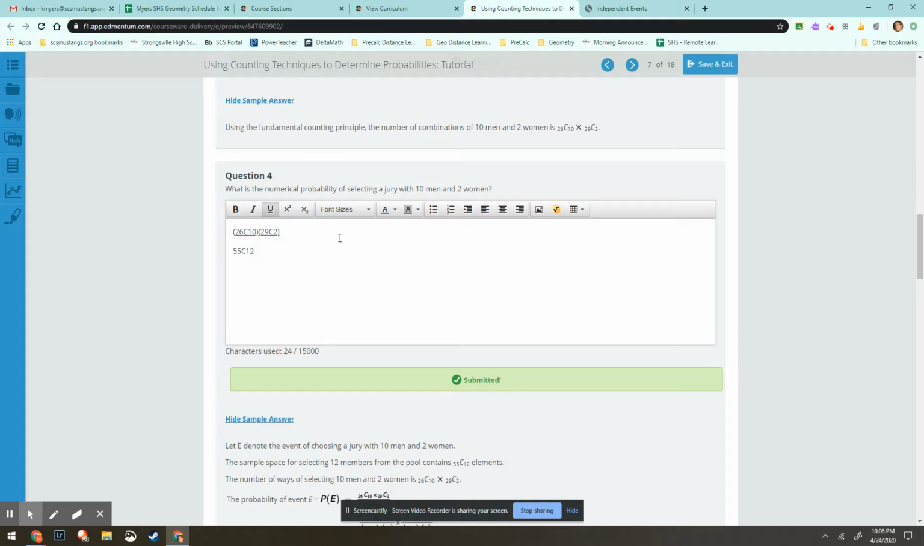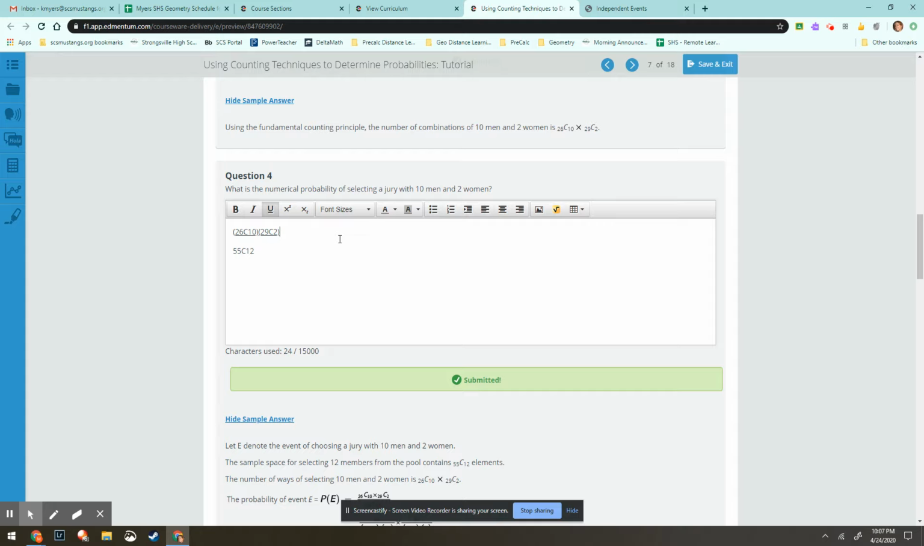So in your calculator, I would start by hitting math, and then I'm going to arrow over to PRB, and I want to choose number 3. I just realized I need to put the 26 first. So 26, math, PRB, number 3. So 26 choose 10. And then I'm going to multiply that by, in parentheses, 29 choose 2. And then I'm going to divide that, you'll notice this is a big number, by, in parentheses, 55 choose 12.